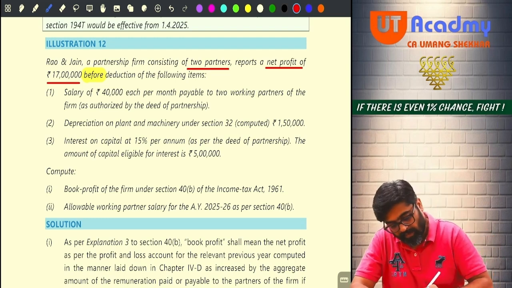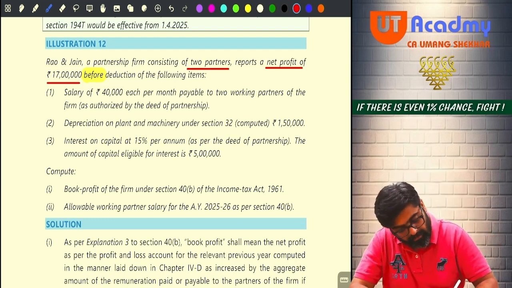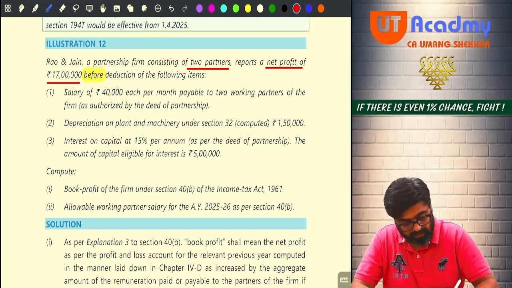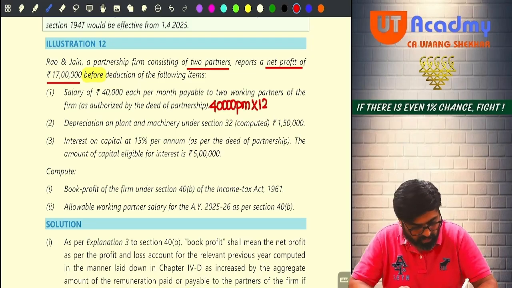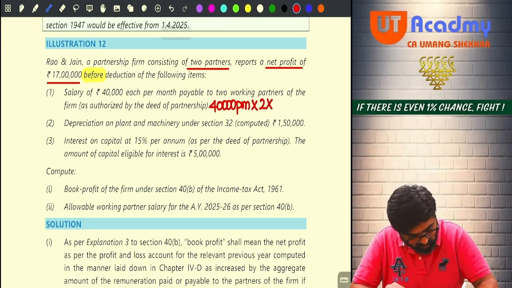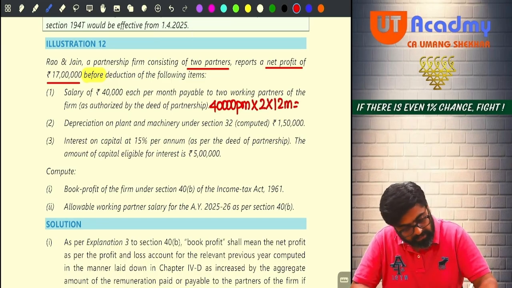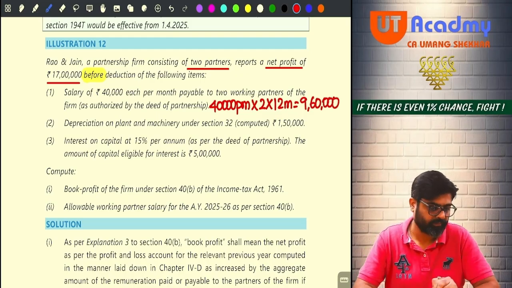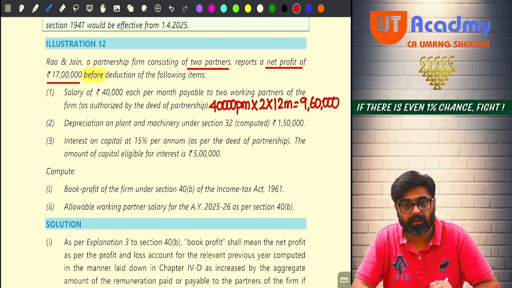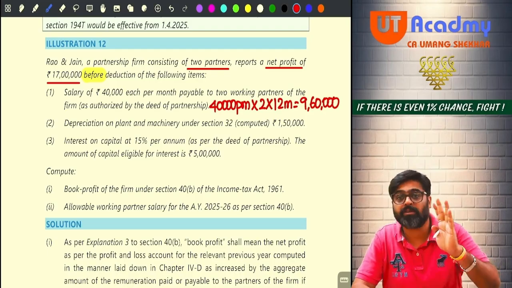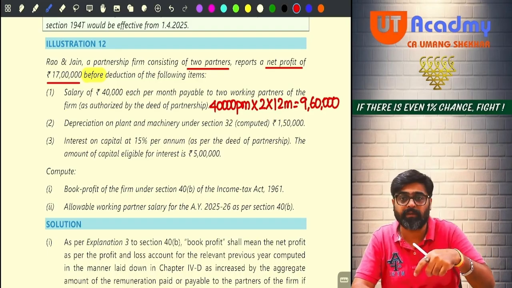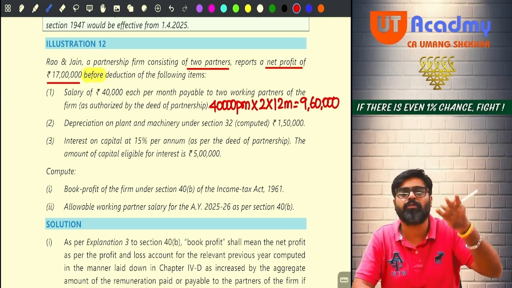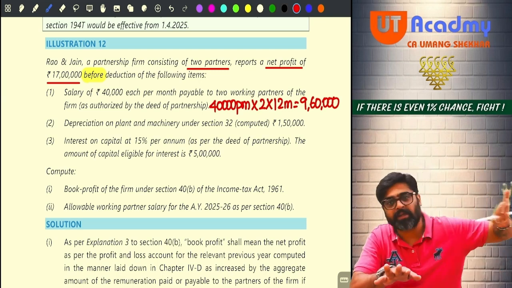So tell me, 40,000 salary per month to each working partner. Meaning that 40,000 per month into 2 partners into 12 months will give you 9,60,000, the actual remuneration given to the partners. Is it reduced out of 17? No. So no need to reduce also. To calculate book profit, remuneration need not be reduced.